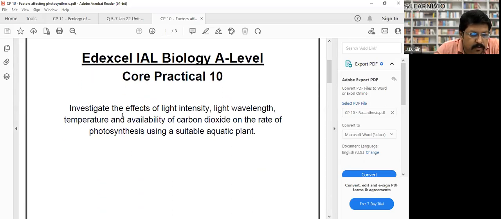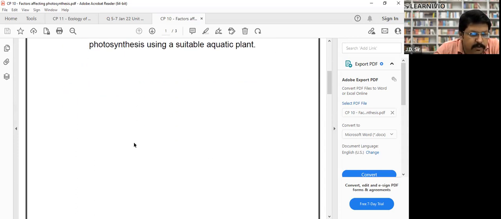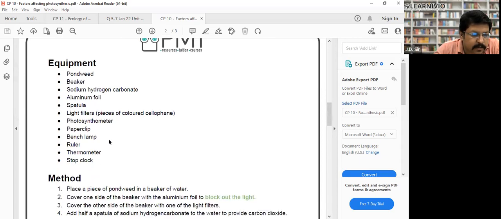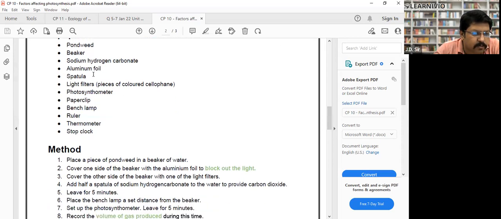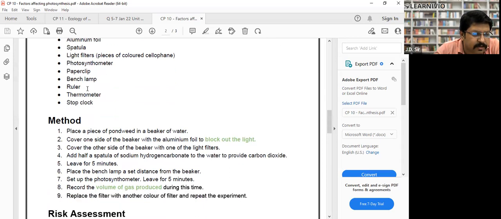A level, so investigate the effect of light intensity, light wavelength, temperature, and availability of carbon dioxide on the rate of photosynthesis using a suitable aquatic plant. Right. Pondweed means algae, beaker, sodium hydrogen carbonate, aluminum foil, spatula, light filter, 40 centimeter, paper clip, bench.